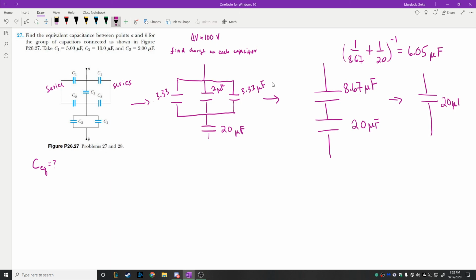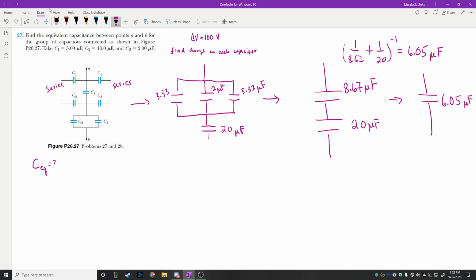As you all said. So really good job. If you got that just after the short lesson we did today, I think that's really good evidence that you know what you're doing, and you shouldn't have too much problem on your own. So our equivalent capacitance is 6.05 microfarads. That's all the problem asked us to do.